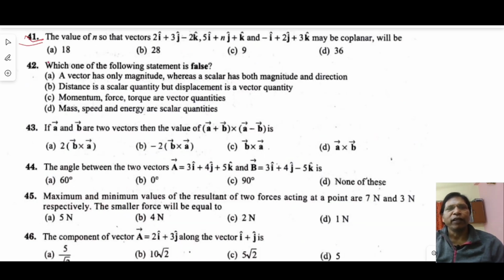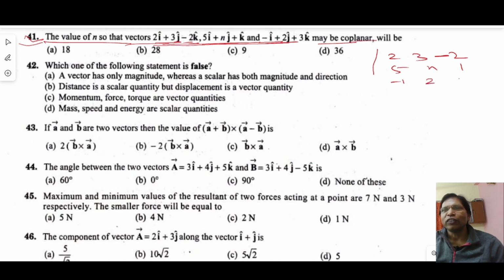Now question number 11. The value of n so that the vectors 2 i cap plus 3 j cap minus 2 k cap and these others may be coplanar. Okay, these vectors will become coplanar if the scalar triple product is 0. Look at this, the scalar triple product, this is 2, 3, minus 2, this is 5, this is n, this is 1, and this is minus 1, 2, 3. Okay, now this is 0.